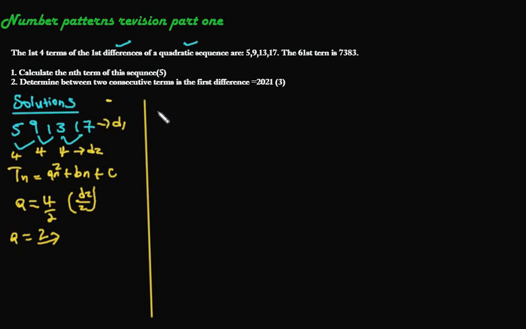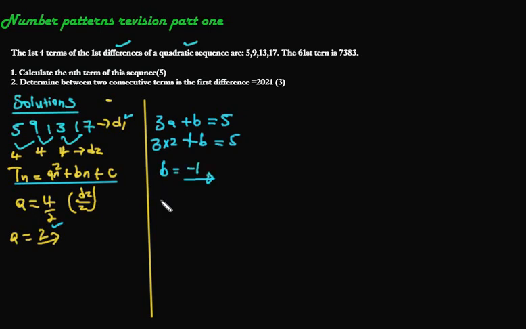Okay, now we have A. We need B. So we know that 3A plus B is equal to the first term of the first difference. I said the first difference is D1, so the first term of the first difference is 5. A is 2, so here we have 3 times 2 plus B is equal to 5. So B is equal to negative 1.